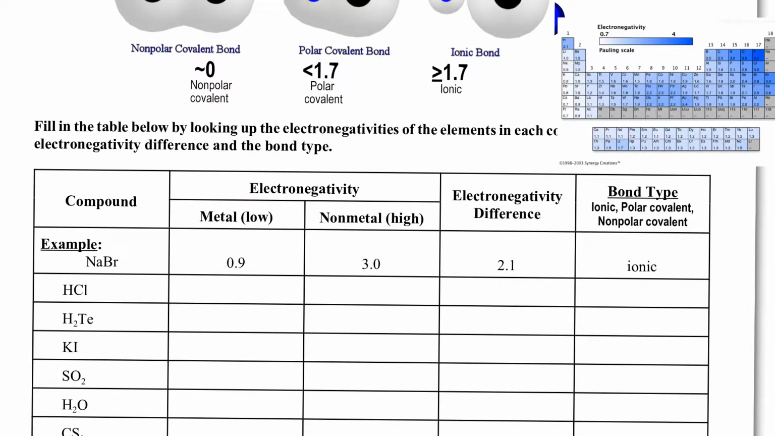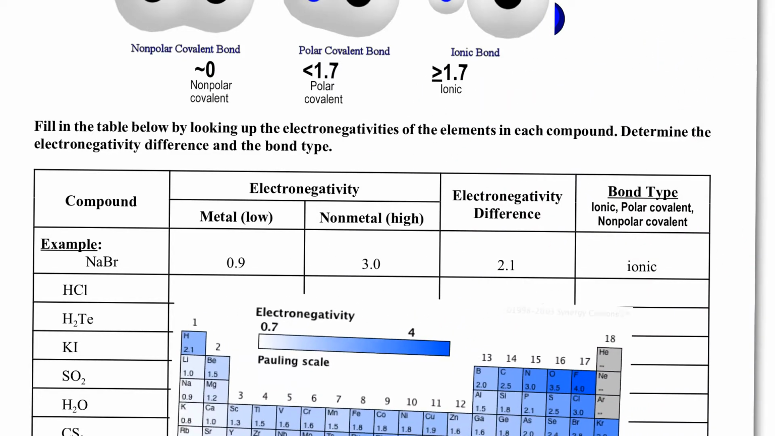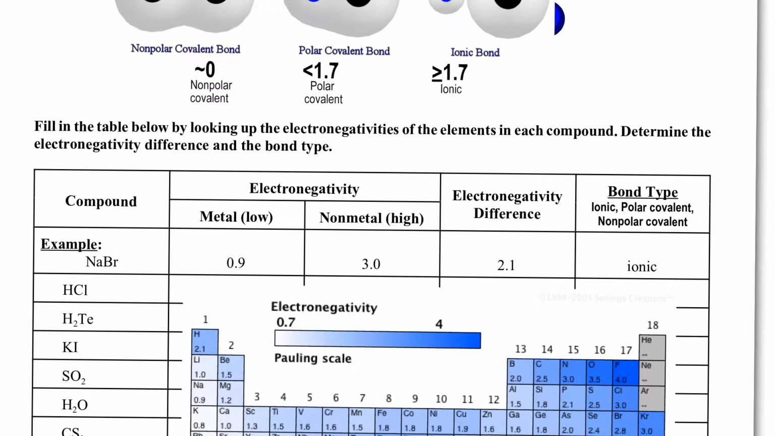As we look at the first example that they give us, we'll notice that they have the low electronegativity value first, and then the high electronegativity value will be next. And that tends to be metals for the lower electronegativity because they tend to give away electrons, and it tends to be nonmetals that have the higher electronegativity. So we're looking at sodium and bromine, and if we look at sodium and bromine at our example table here, we have a 0.9 for the sodium, and I don't know if this is a typo here, but it says 3.0 for bromine, and on here, bromine says 2.8.